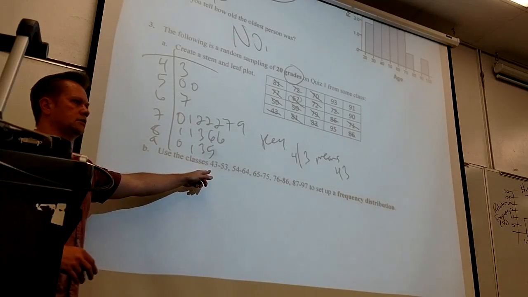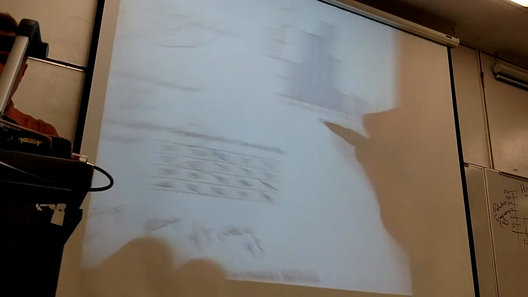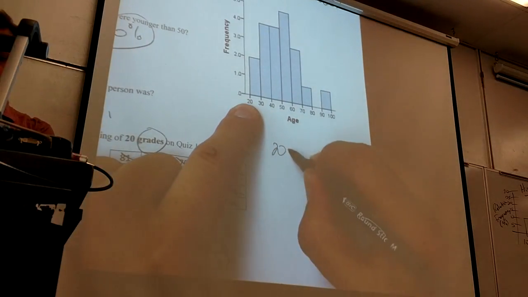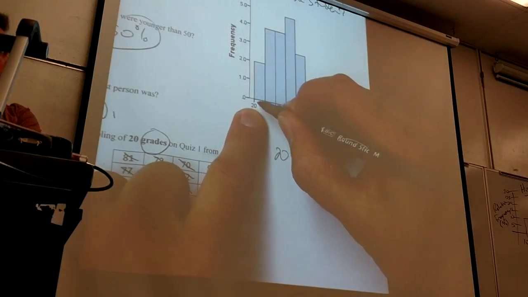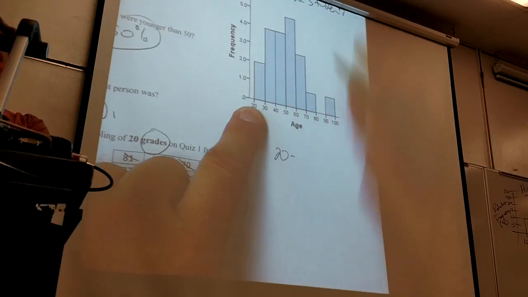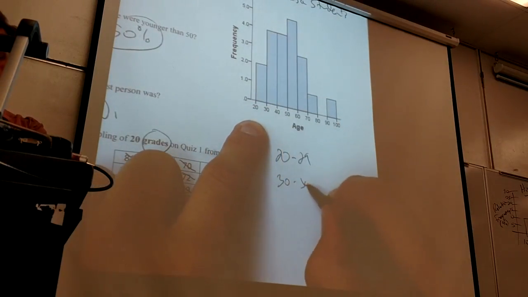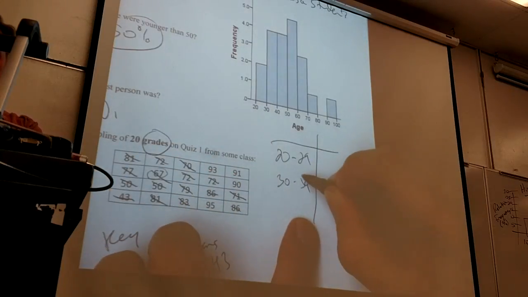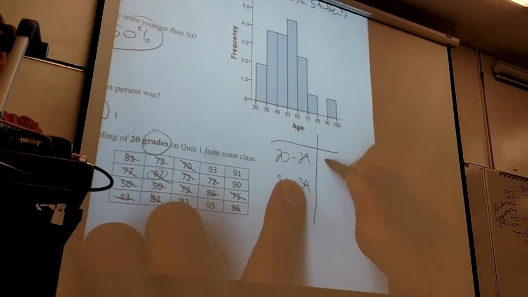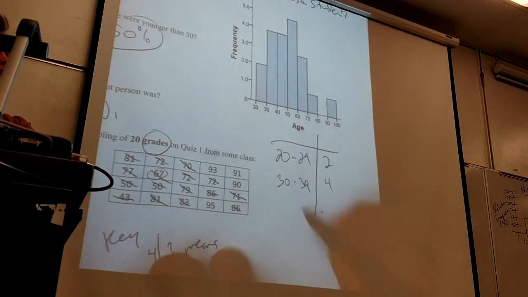Now here's the one that just sounds weird, maybe. But do you see, real quick, help me out. 20 to 30, and actually, remember what I just said, this would be 20 to 29, so that 30 goes in the next group. Does that make sense? So my classes here would be 20 to 29, 30 to 39. How many people were 20 to 29? 2. How many people were 30 to 39? 4. And so forth, right?